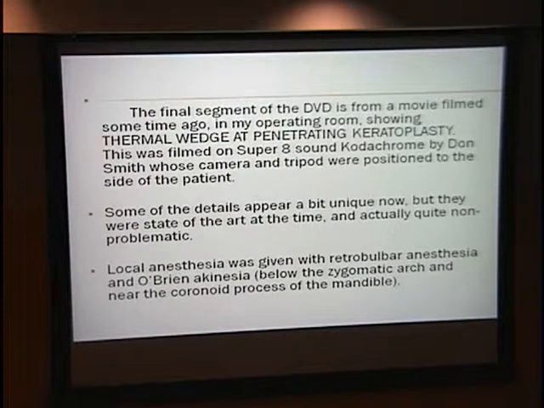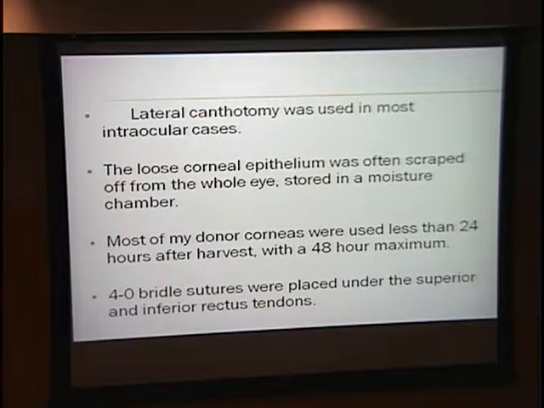Local anesthesia was used by doing retrobulbar anesthesia in all the cases, except for those done under general, and O'Brien akinesia that was just below the zygomatic arch by feeling for the coronoid process of the mandible, and then making the injection right onto that. Lateral canthotomy was used in most intraocular cases. There's usually loose corneal epithelium on these eyes stored in a moisture chamber, and it was quite loose, and it was often gently scraped off from the whole eye.